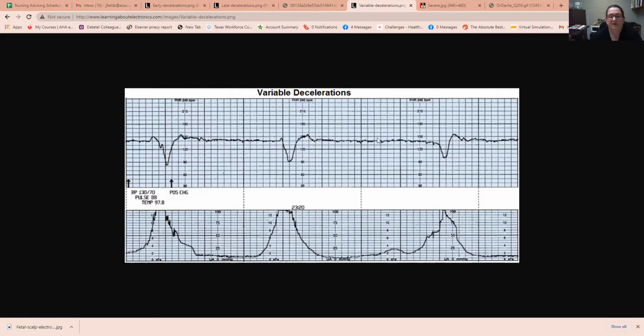So we have variable decels to a nadir of 80. They can get much, much lower. I've seen them go nearly down to 0, which is generally concerning. But 80 is not terrible with shouldering noted. And I would also note rapid recovery to baseline. So we have a couple of things that are concerning, but we also have some things that are reassuring. They recover rapidly.